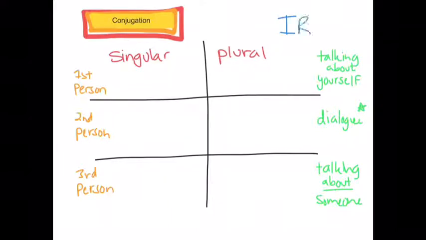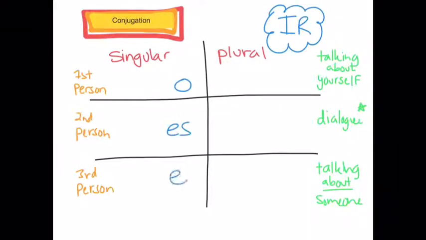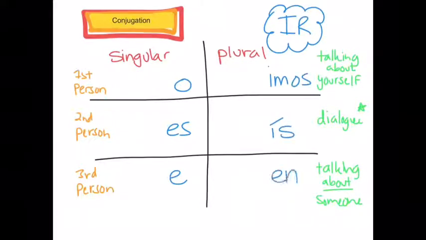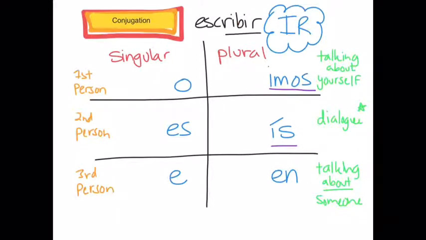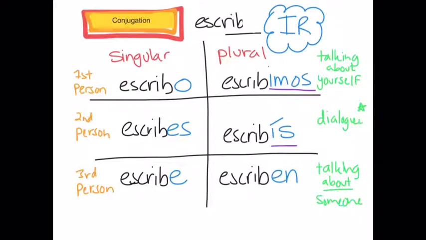Lastly, we have IR verbs. A good example will be as follows. O, es, e, imos, ís, en. So we would take a verb like escribir, get rid of the ending, and conjugate by putting the stem next to these new endings. Escribo, escribes, escribe, escribimos, escribís, escriben. Remember, although similar to ER, these have slightly different endings.